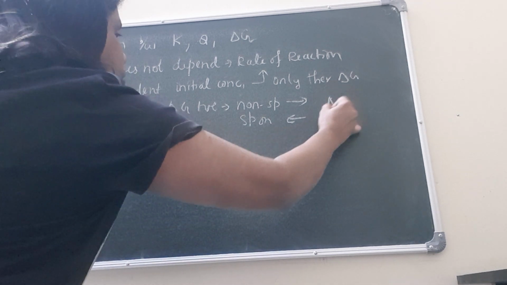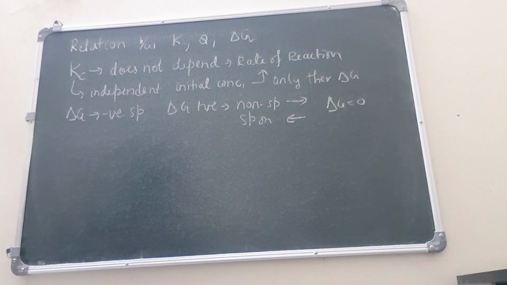And if delta G is 0, what do you mean by that? There is no free energy left for the reaction. That means it is in equilibrium. If there is no free energy, that means the reaction cannot happen. That means it has already achieved a state of equilibrium.